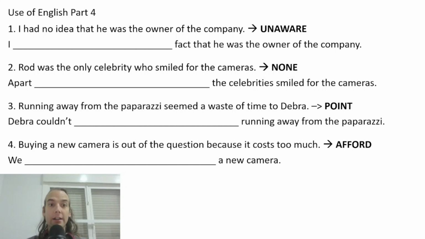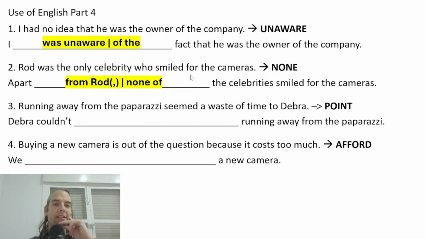Number 1, if you have no idea, you are unaware. And in fact, you're unaware of the fact. So: I was unaware of the fact. Number 2, if he's the only one, then apart from him, we need "apart from" for 1 point. And "none of the celebrities". That's how we'd say he was the only one. None of the others. We're saying 0 of the others.